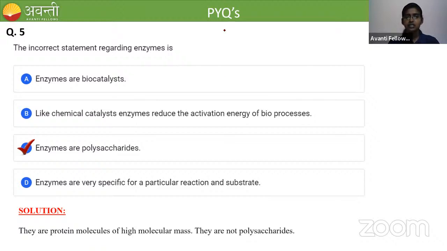Like chemical catalysts, like metal catalysts, which we use in our organic reactions, like all the D block metals we use as catalysts. So what is the job of this catalyst? It increases the rate of the reaction by lowering the activation energy. The same job these enzymes also do, because they are the biocatalysts which do actions in a biological process. They reduce the activation energy and they are very specific. All these points are given in our notes as well as in your book. Okay, the only incorrect statement is that they are polysaccharides. Got it?